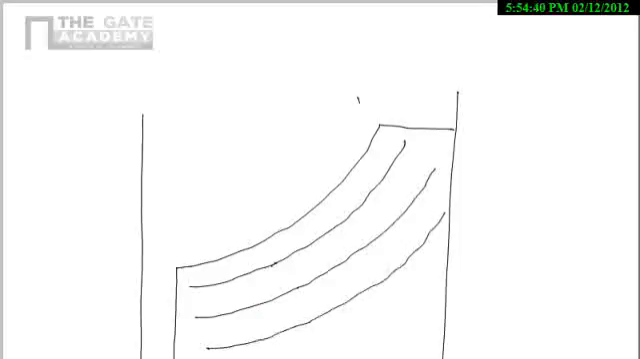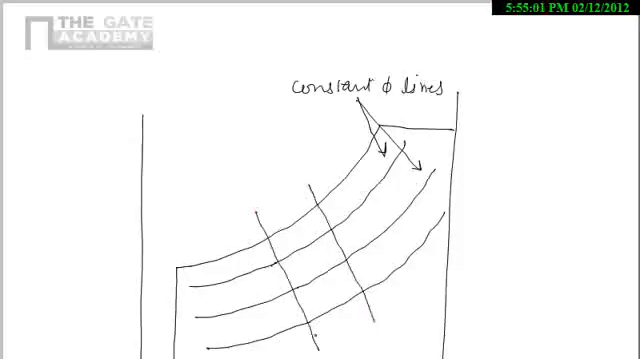Now we can say that it's a constant phi lines. Now I will represent the constant volume lines once again, because in the previous diagram it was not clear. So the constant volume lines are like that. So these are the constant volume lines.